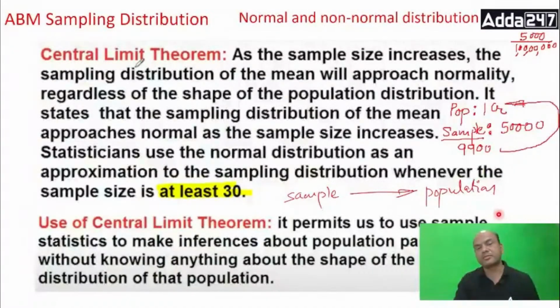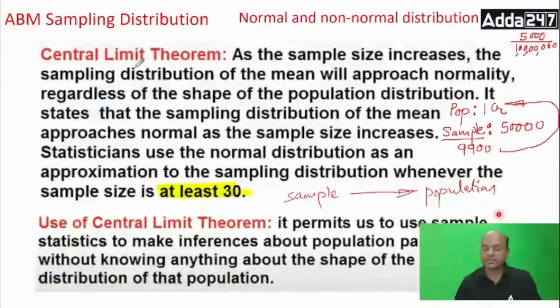Central limit theorem. Okay. Now this is also asked in the exam. Almost every exam it is asked. Central limit theorem: as the sample size increases, the sampling distribution of the mean will approach normality regardless of the shape of the population distribution. So, as you go on increasing the sample size, the sampling distribution will become more and more normal.